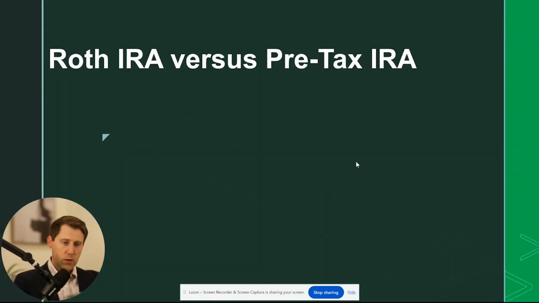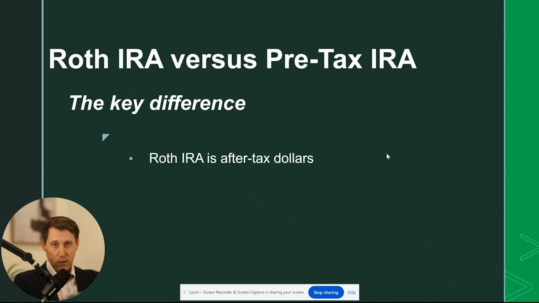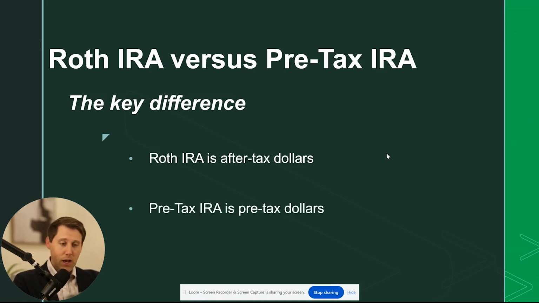So we will begin with the key difference between a Roth IRA and a pre-tax IRA. With the Roth IRA, you contribute after-tax dollars, meaning you earn your income, you pay your taxes, and you take those after-tax dollars and contribute them to a Roth. Conversely, with a pre-tax IRA, as the name implies, you put in pre-tax dollars. This is a key difference between the two types of retirement accounts.